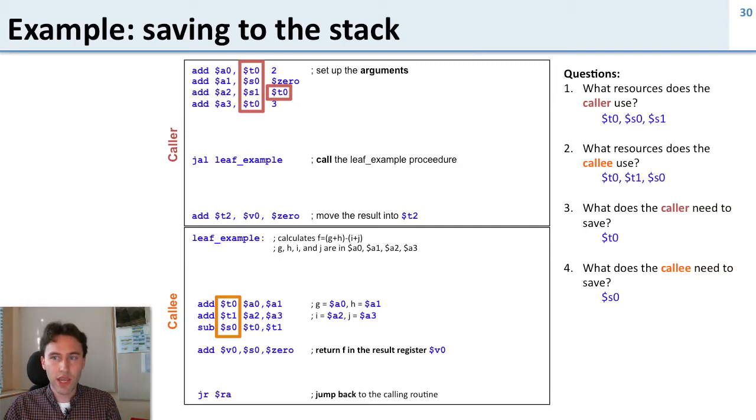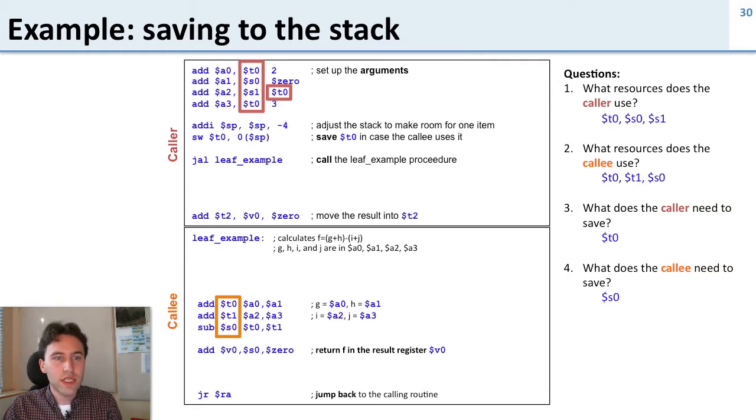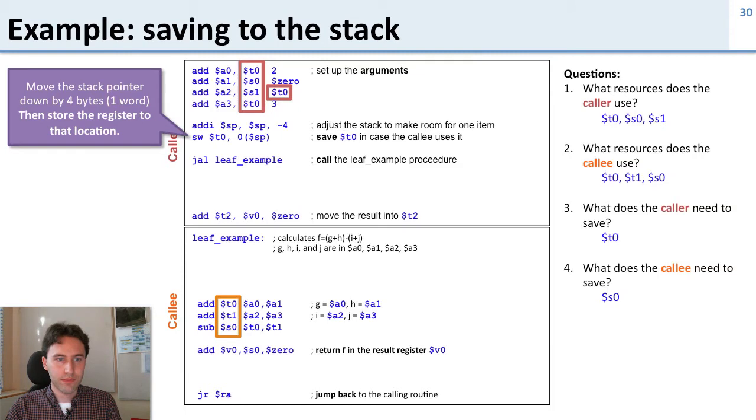Here's the same program we had before, and we know that the caller is going to need to save T0. So how does it do that? Well, we're going to do it with these instructions here. We've got addi stack pointer, -4, right here. So what we're doing is we're moving the stack pointer down by 4 bytes, or 1 word, and then we're doing store word. We're storing T0 to the stack pointer. So this is going to save T0 onto the stack and move the stack pointer down by 1 location.